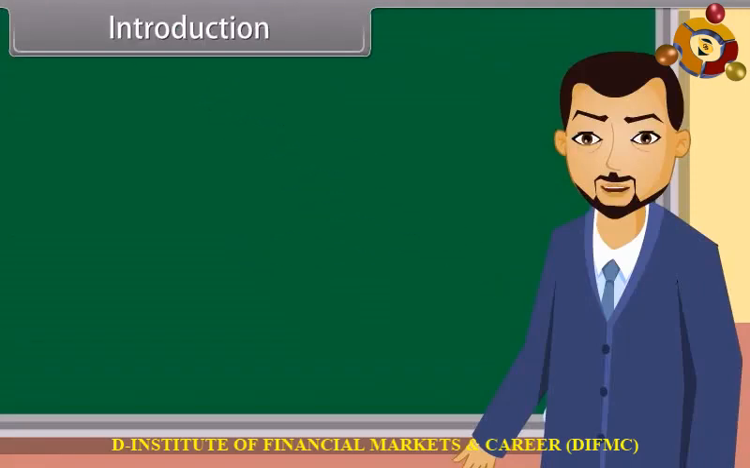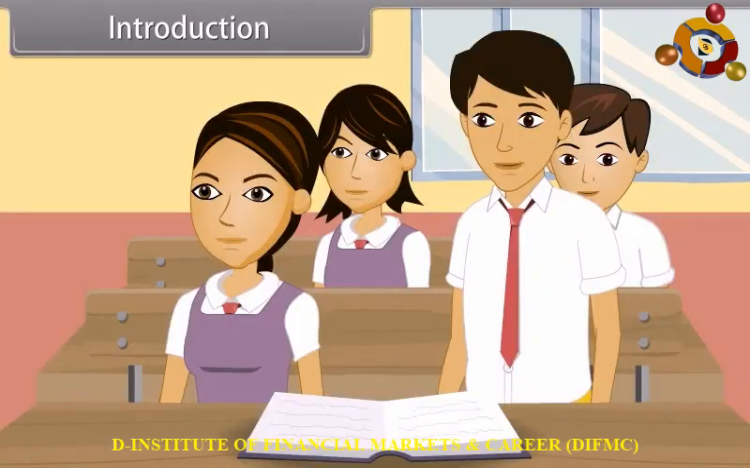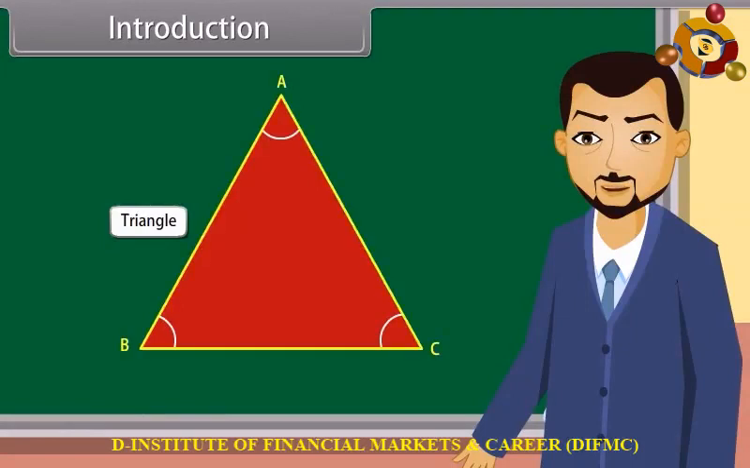Students, you must have studied about closed figures. Now, what do we call the figure which is formed by three intersecting lines? A triangle, sir. Yes, you're right, Rahul. A triangle. It has three sides, three angles, and three vertices.